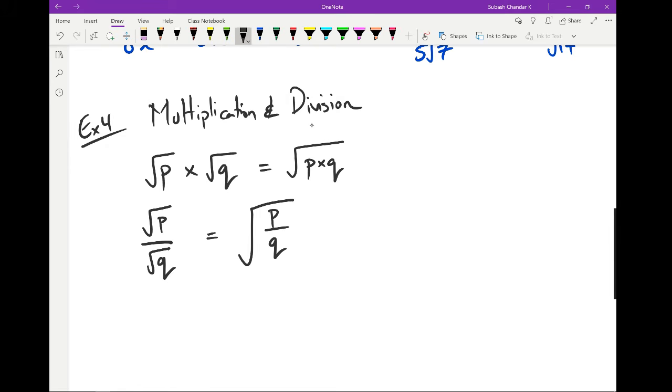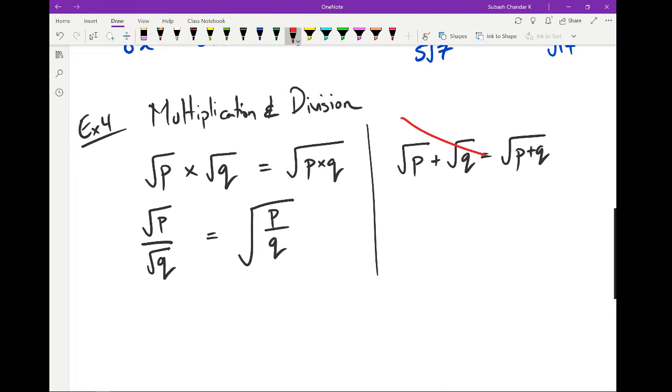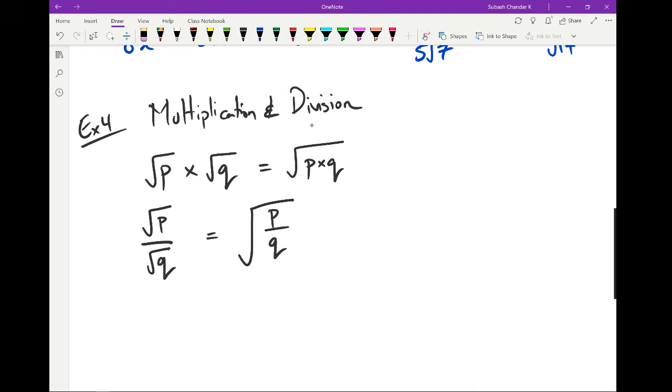The most common mistake that I've seen people do is this. Just because they see this, they think that square root of p plus square root of q equals square root of p plus q. Now, that is absolutely incorrect, all right? This rule only works for multiplication and division. So I just thought I'd actually bring that up there for you guys. So it's only for multiplying and dividing.